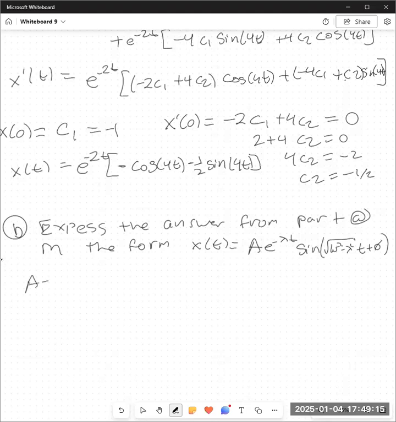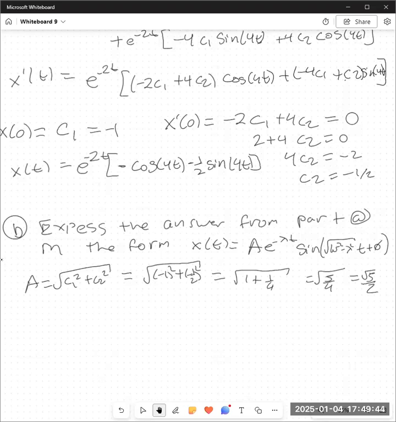A is still going to be the square root of c1 squared plus c2 squared, which is going to be the square root of negative 1 squared plus negative 1/2 squared. It's the square root of 1 plus 1/4. The square root of 5/4 is √5/2.